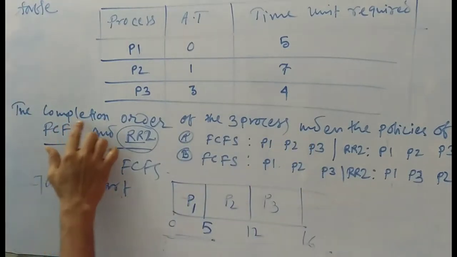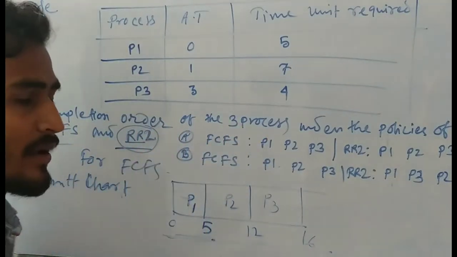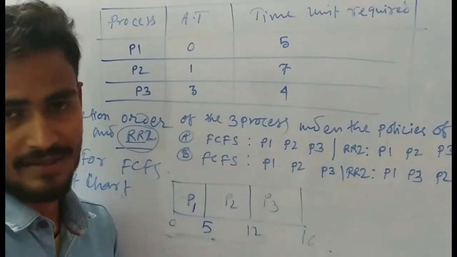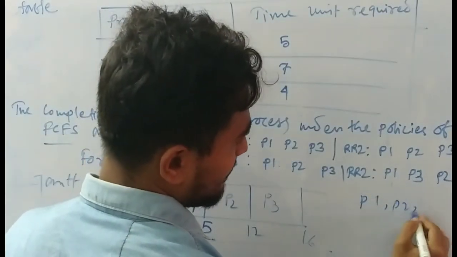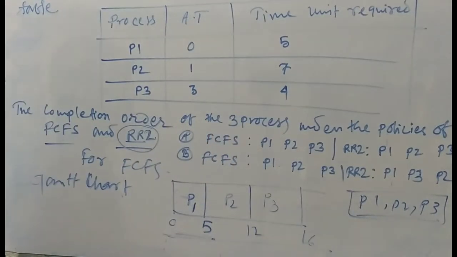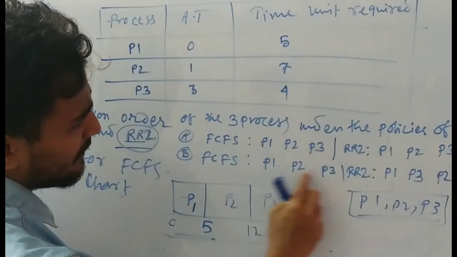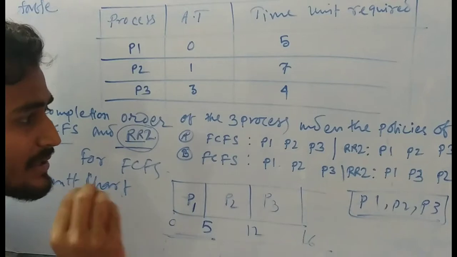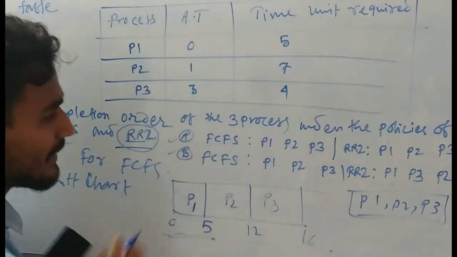So my question is actually the completion order of the 3 processes under the policy of FCFS. What is my order to be completed? First P1 completes, then P2, then P3. So P1, P2 and P3 is the completion order of the FCFS scheduling algorithm. There will be two options, P1, P2, P3 and P1, P2, P3. We cannot determine which is the right option because both are the same.